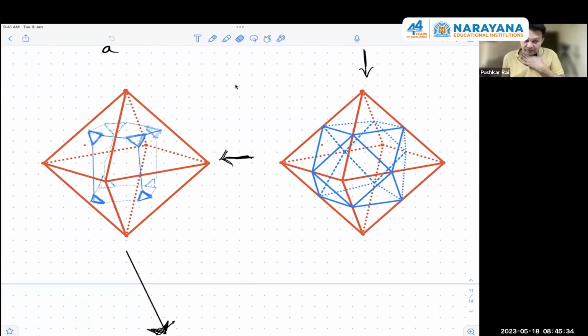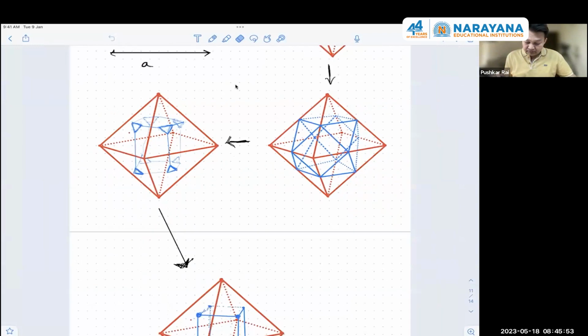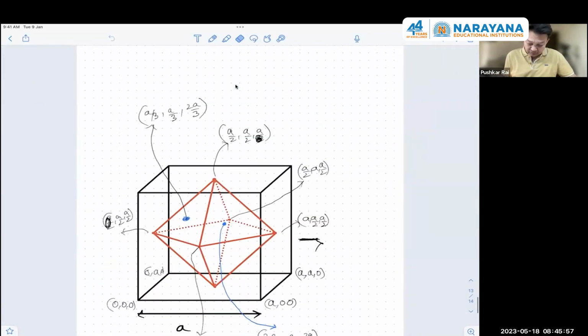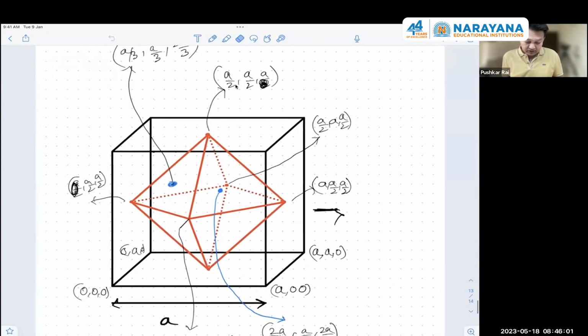Could you understand this? Please give affirmative. You understand this diagram? Yes, sir. So this is how, when you start cutting an octahedron, a stage will come. The solution of this question is written here. Incidentally, I got it. Okay, so you get this.